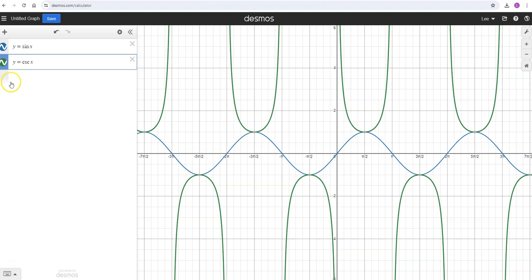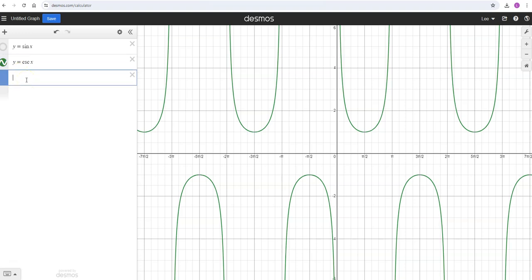Now it doesn't graph the asymptotes, so I'm going to hide this sine curve real quick. It doesn't graph the asymptotes, but it will graph all the rest of it. If you ever want to see the asymptotes, here's a trick that you can use. I'm going to call this L1. This is going to be a list of numbers, and I'm going to use a square bracket. Usually that's over by the enter key. And then I'm just going to put in the asymptotes, which are multiples of pi for cosecant.